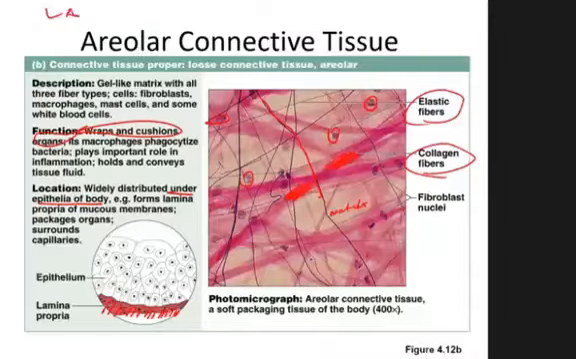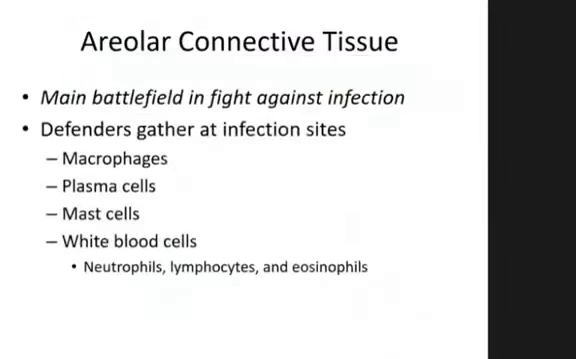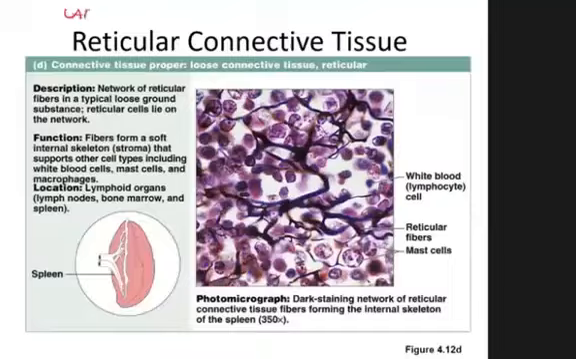Now I'm going to jump to loose reticular. So what does loose reticular have? The word is reticular, so they have a lot of these reticular fibers. You also have a lot of cells all over the place, but there's still a matrix here, a space in between them. You just have a lot of those cells. Mostly they're white blood cells.